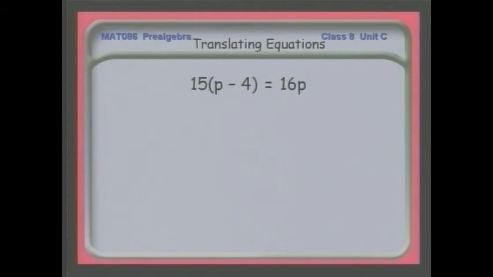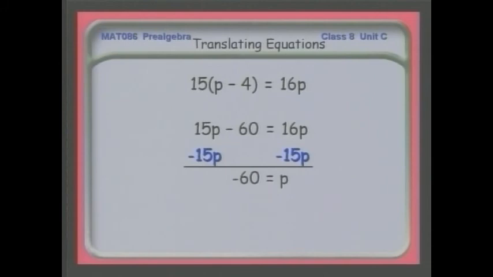I translated this, changed it into the equation 15 times the quantity p minus 4 is equal to 16p. Multiplying the 15 by the p and the 4 gives me 15p minus 60 is equal to 16p. If I subtract 15p from both sides of the equation, I get that p is equal to minus 60, or if you want to put it the way it normally is with the variable on the left, I've solved this for p. P is equal to minus 60.